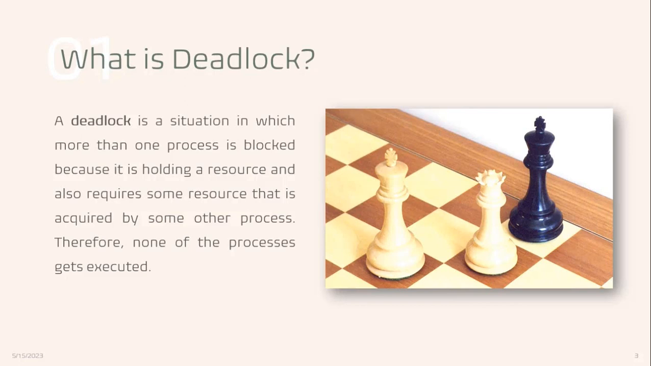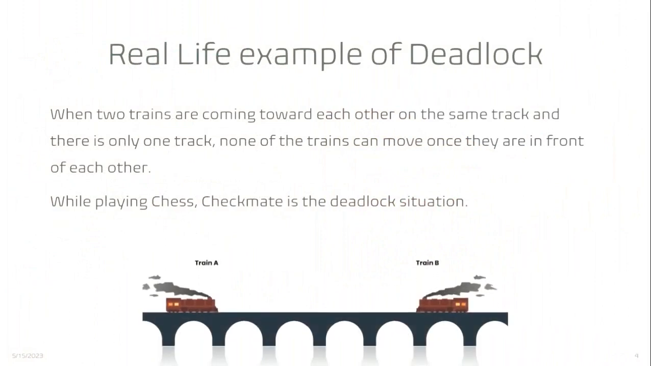Now we can understand this in a better way by taking some real life examples. So I have two real life examples for you. The first is the example of these two trains. As you can see in the image, two trains are coming towards each other on the same track and there is only one track. Now none of the trains can move once they are in front of each other. When these trains meet at this point, it would be a deadlock situation because none of the trains can move forward. There is no other track. So this is a real life example of deadlock.